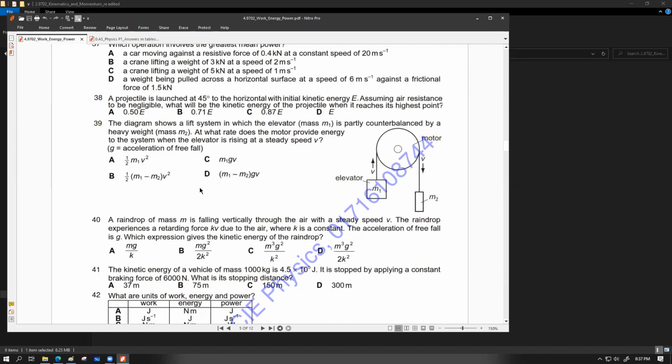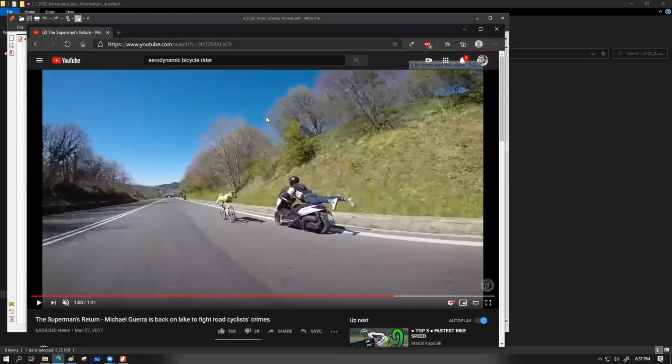38A কেমন হবে? 38A কেন হয় বলছি, শুনো। এখানে কোশ্চেনে বলছে what would be the kinetic energy. A projectile is launched at 40 degrees to the horizon with initial kinetic energy E, assuming air resistance to be negligible. What will be the kinetic energy of the projectile when it reaches its highest point? Okay, let's take out this question and try to break it down into parts.